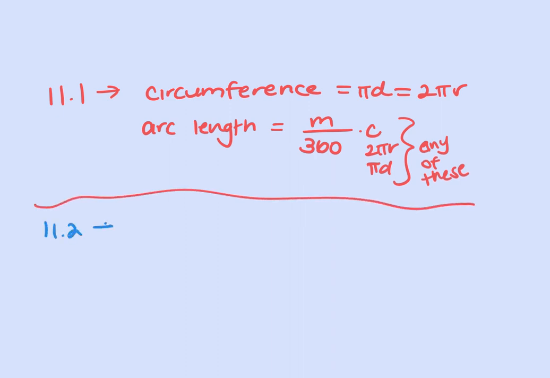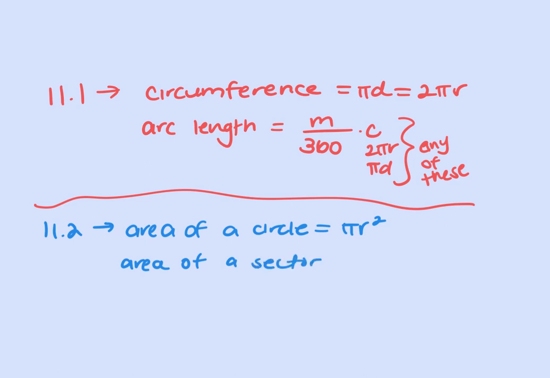11.2 was area of a circle, which is pi r squared. And then area of a sector is the measure of the arc over 360 times either area or pi r squared, either of those.